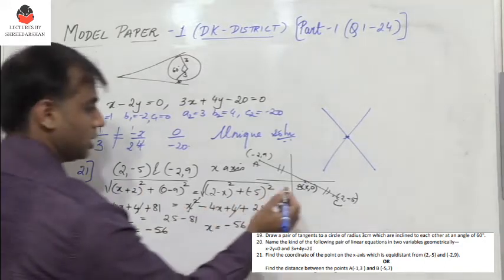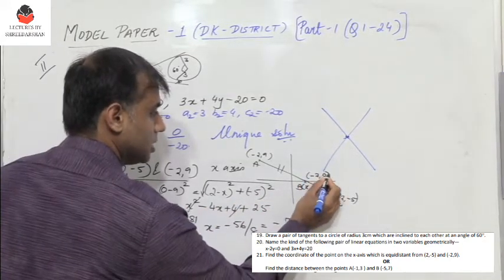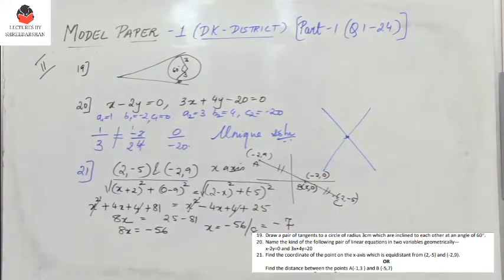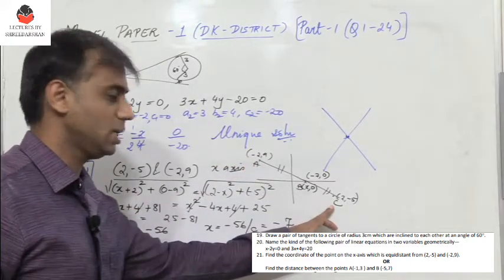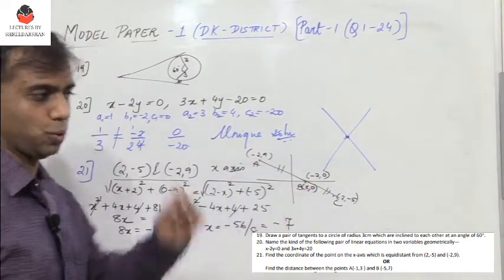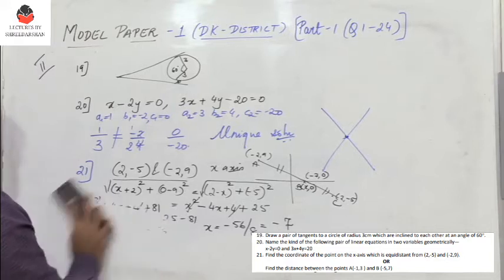So the value of x is minus 7. So this point is minus 7 comma 0. So the point which is equidistant to both the points A and C is minus 7 comma 0. Or we have one more.